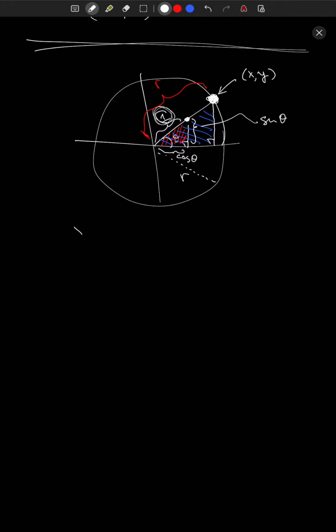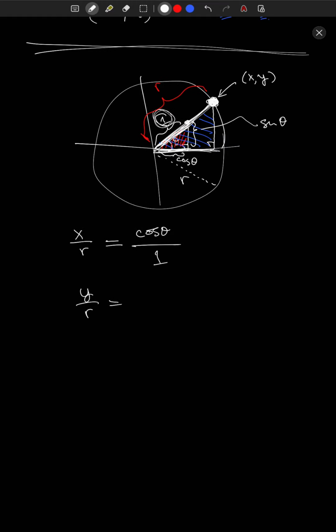Well, because we have similar triangles, we know that x over r, the ratio of this length on the big triangle and the hypotenuse of the big triangle, should be equal to the horizontal length of the small triangle, which is cosine theta, over the hypotenuse of the small triangle, which is 1. In the same way, y over r, the ratio of this height in the big triangle over the hypotenuse of the big triangle, should be equal to sine of theta, the height of the small triangle, over the hypotenuse of the small triangle. So sine theta over 1. And so immediately, what I see is x is equal to r cos theta, and y is equal to r sine theta.